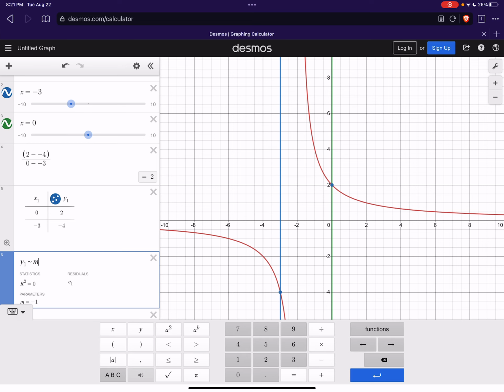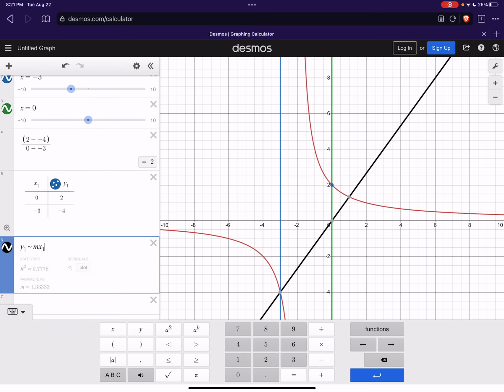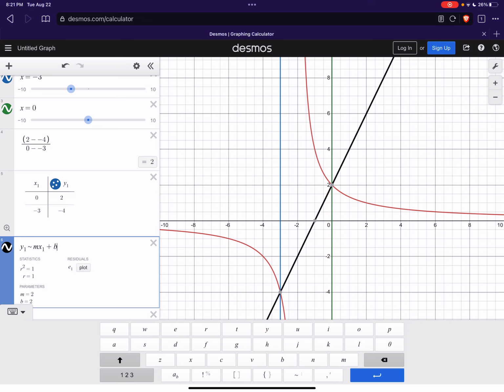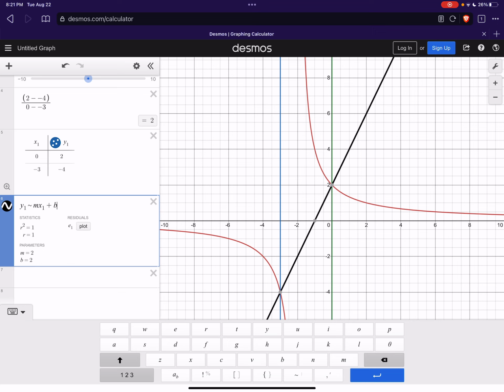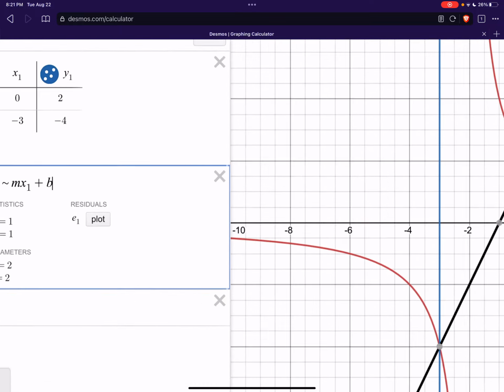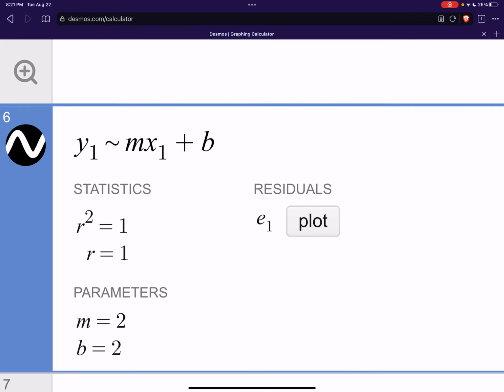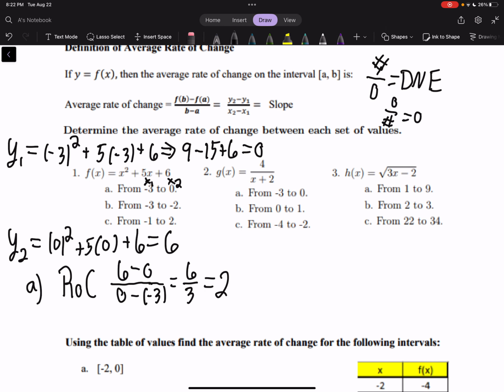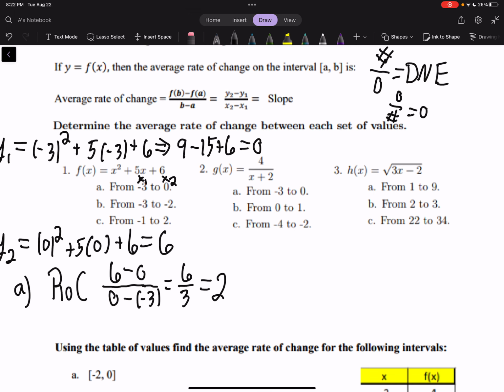M x1 plus b. Remember how I said the rate of change formula is the same thing as slope? M is your slope. Look at the bottom under parameters. M is equal to 2. So you can find it that way. Okay? So for part A of part 2, the rate of change is 2.